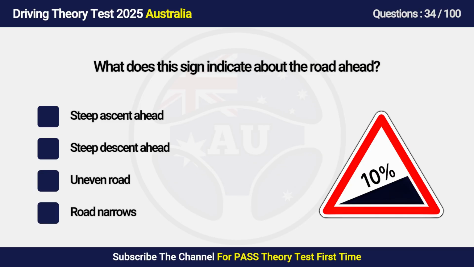A. Steep ascent ahead. B. Steep descent ahead. C. Uneven road. D. Road narrows.